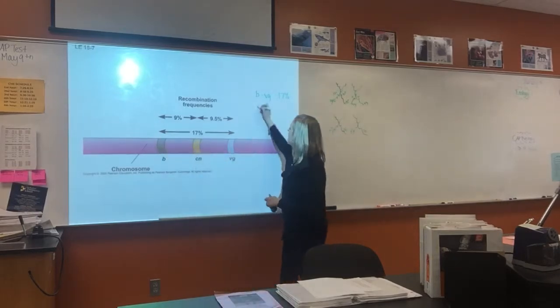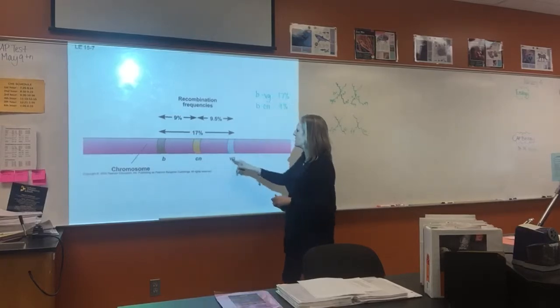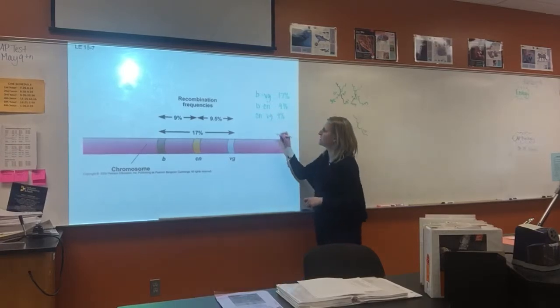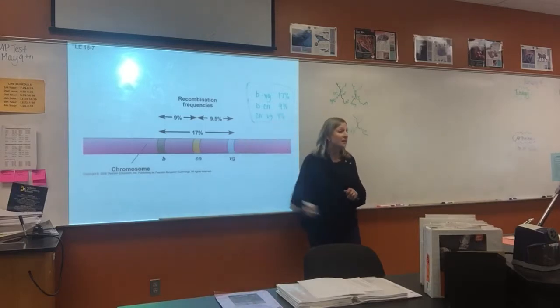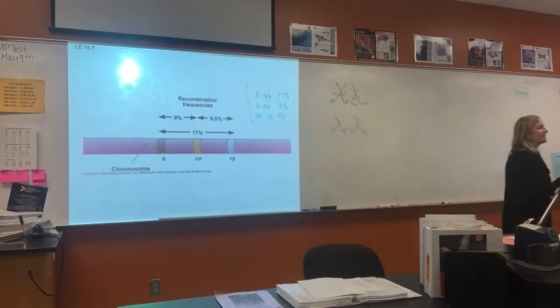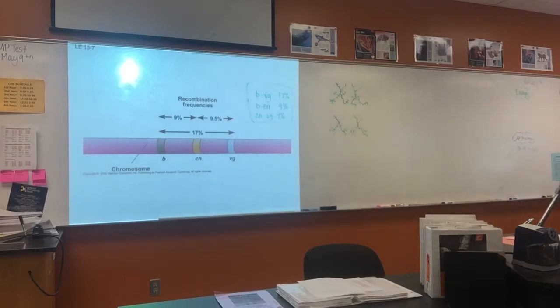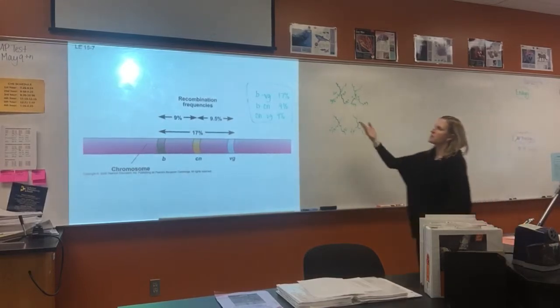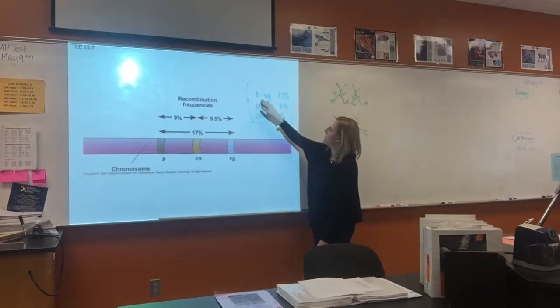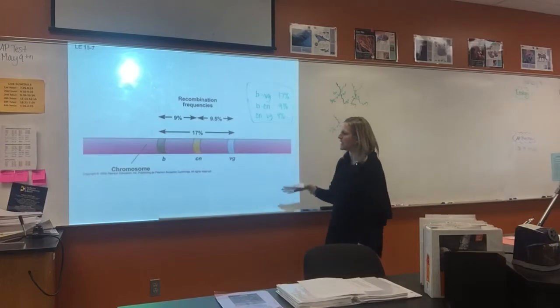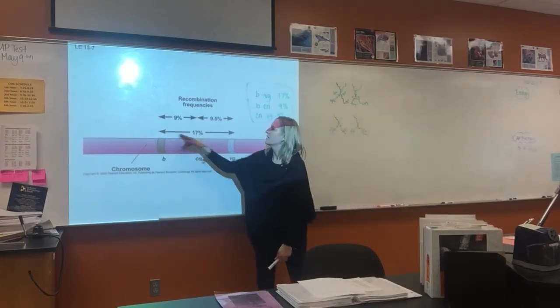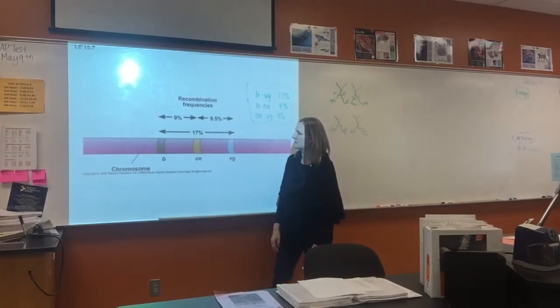Between the B and the CN gene, recombination occurred 9% of the time, and between CN and VG, recombination occurred 9% of the time. This is the data he was given, and from this data he made a linkage map based upon the fact that the higher the recombination frequency, the farther apart the genes are. So he took the farthest apart, B and VG, and mapped them farther apart on the chromosome, the DNA, and said recombination occurs 17% of the time here.